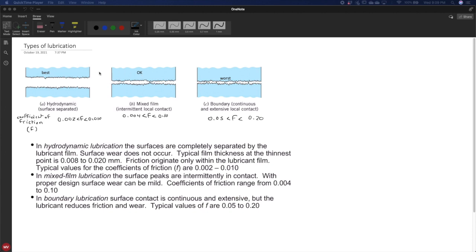And then the best form of lubrication is hydrodynamic. In this case, the surfaces are totally separated, meaning they have a really low coefficient of friction. This makes it ideal to use in machines which need to move a lot, for example, our engine.